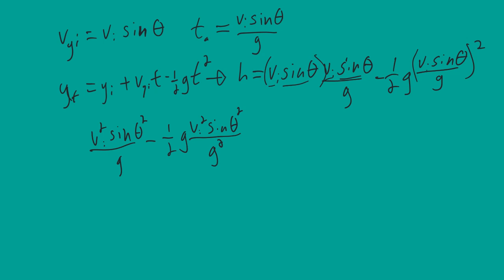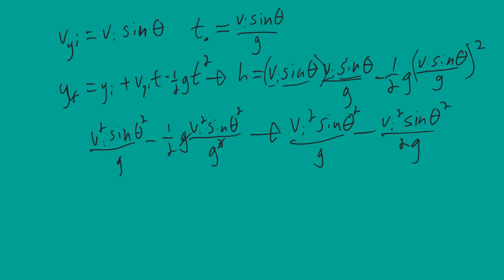All right, so now we got some canceling going on. Our g's cancel. So we get Vi squared sine of theta squared divided by g minus Vi squared sine of theta squared divided by 2g.